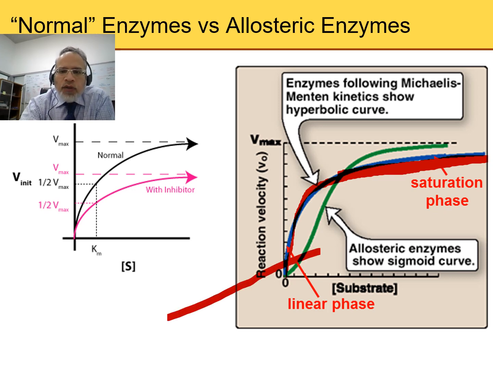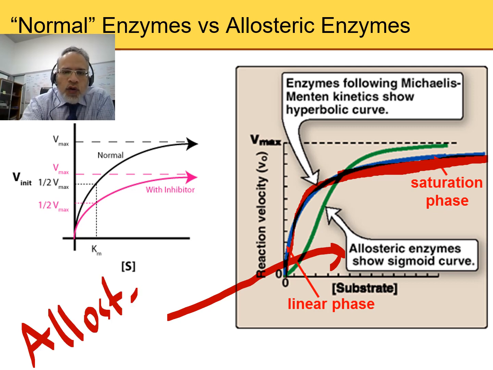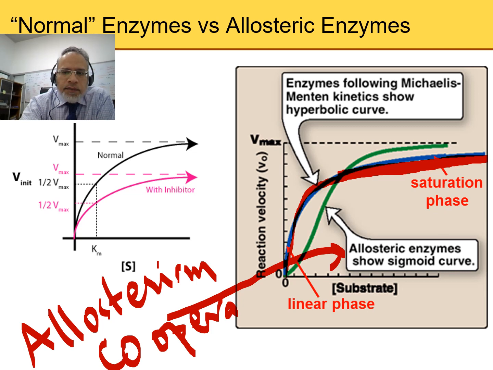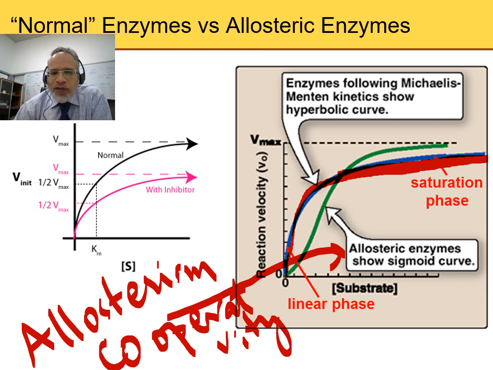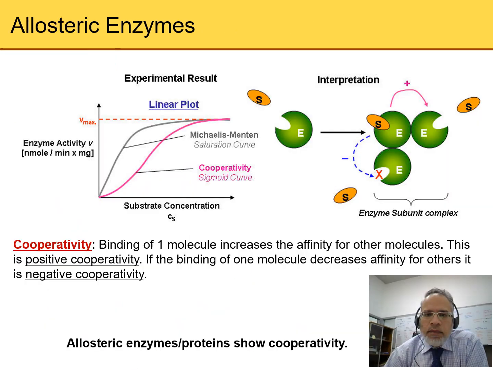So again, anytime you have a sigmoidal curve, you're showing allosterism as well as cooperativity. Sorry, my writing is very big. Okay, cooperativity. Again, we talk about this a lot. Binding of one molecule increases affinity for other molecules, and we have seen this with hemoglobin and oxygen a lot. It could be positive if the affinities increase, or if binding of one molecule decreases the affinity, it's called negative cooperativity.